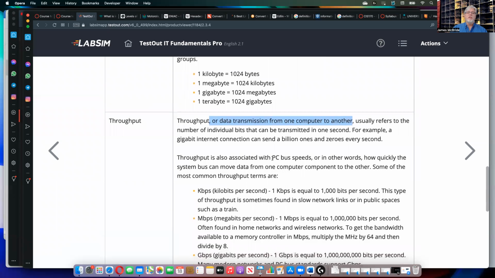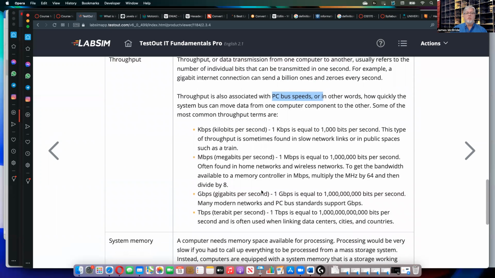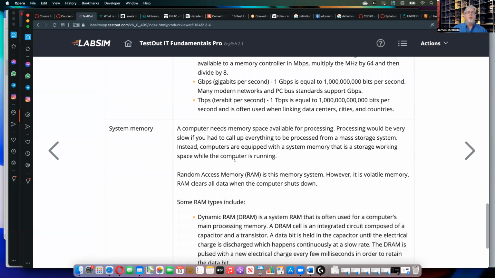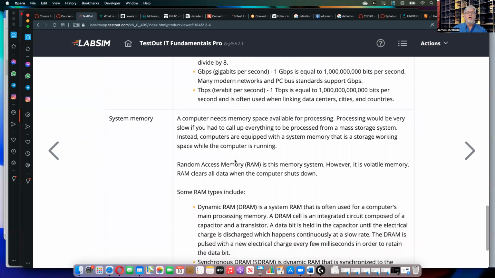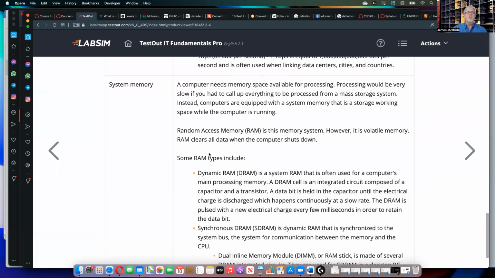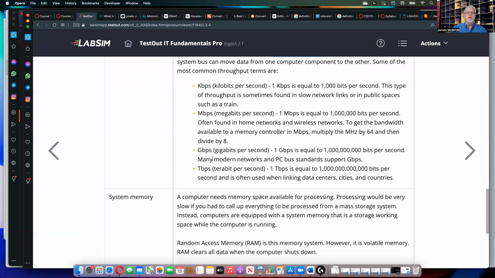So when they talk about PC bus speeds, they're talking about the RAM to CPU and on and on. And that's rated in those gigabytes and terabytes as well. So what they're telling you is basically, oh, they have a little bit here about dynamic RAM. So we'll talk about DRAM. So the system memory is the same thing.